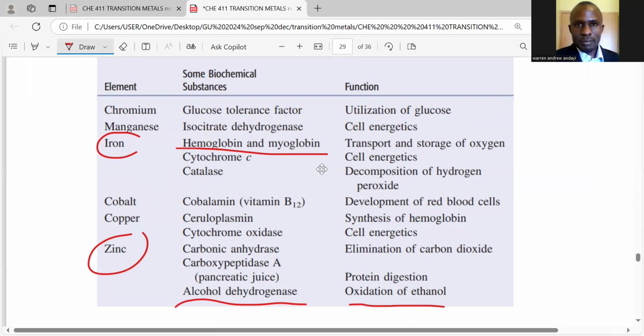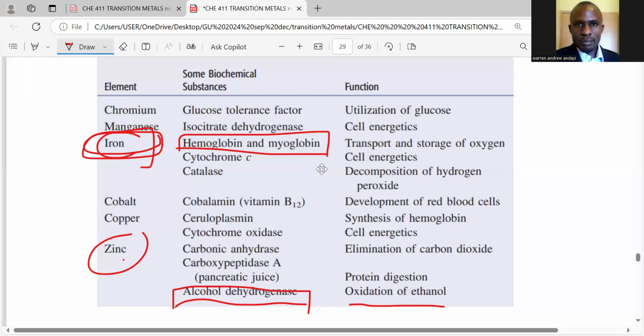For the guys who take alcohol, that is the enzyme that helps to digest your alcohol. So this zinc, it's not the zinc doing it, it is an enzyme called alcohol dehydrogenase, and this enzyme contains a protein, and that protein has zinc inside complexed to it. The same with iron. It's not iron that transports oxygen, but we have something called hemoglobin, which is a protein, and inside there is iron complexed to it.